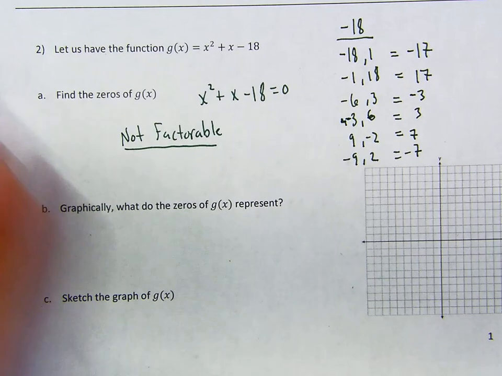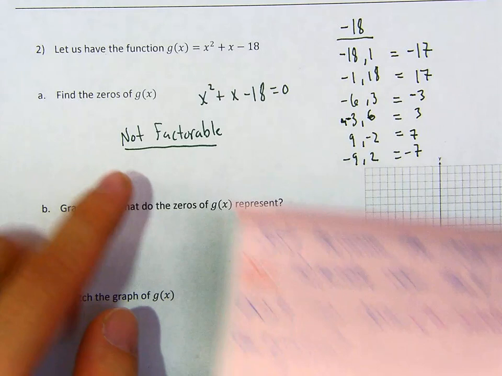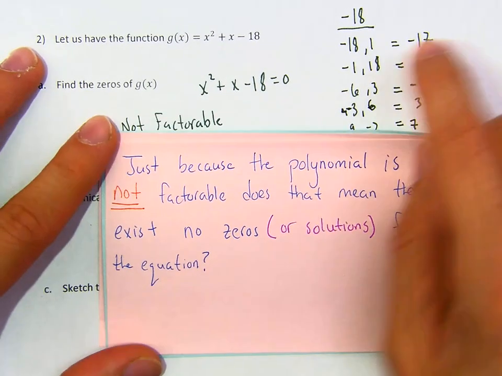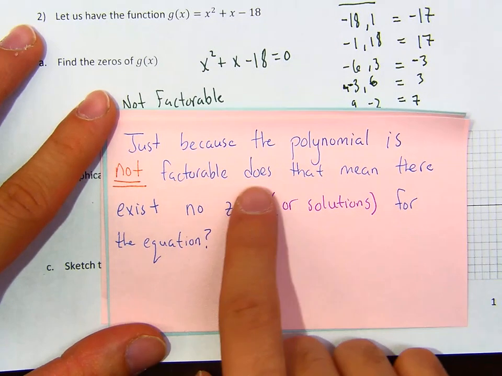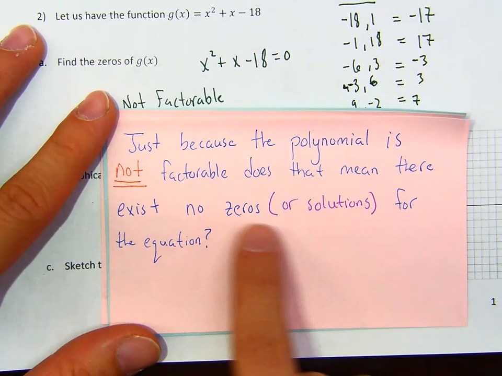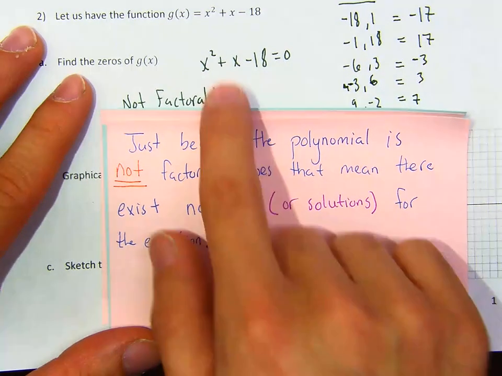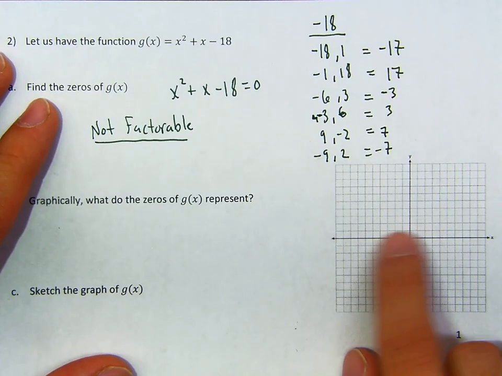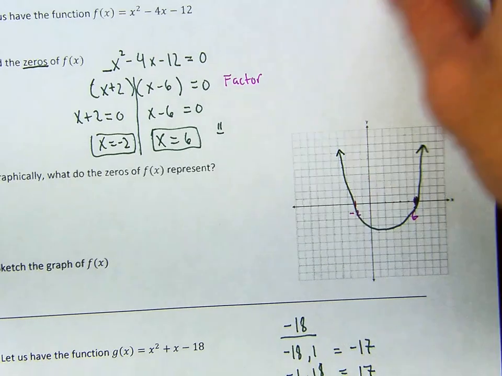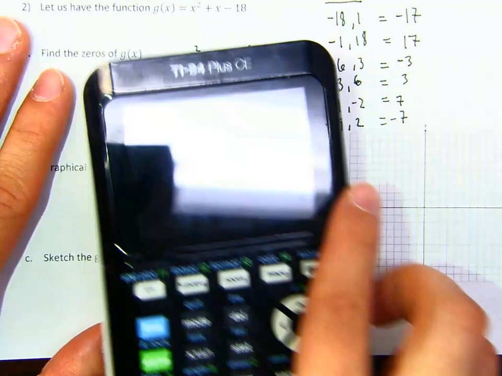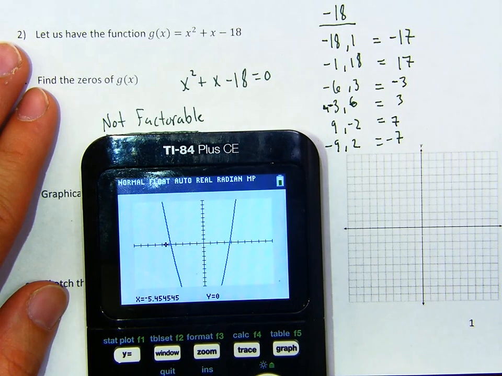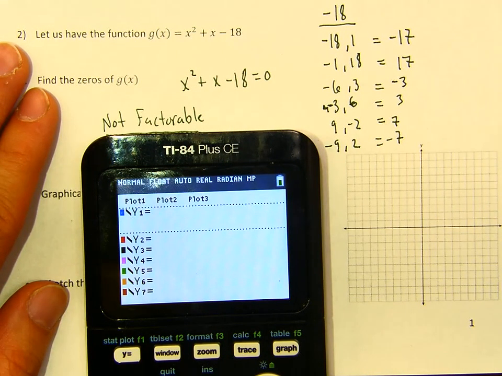But the question we have to ask ourselves, and this is where we take our time, just because this polynomial is not factorable, does that mean that there exist no zeros or solutions for the equation? Does that mean if I graph this, it will not intersect the x-axis like it did over here? Well, let's take a look in our calculator if you want. Let's just graph this equation real quick, x squared plus x minus 18. So if I hit y equals, oh, I already plugged it in before.